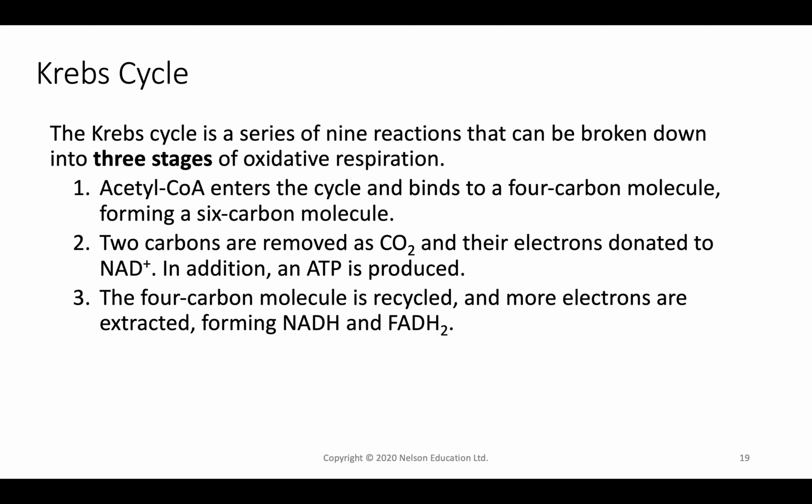All right, so let's go back to the Krebs cycle. So acetyl coenzyme A is the beginning of the Krebs cycle. It's going to enter the cycle and bind to a 4-carbon molecule, forming another 6-carbon molecule. So remember, we started with 2 because the 2 came from pyruvate, which was 3. We lost 1 to carbon dioxide. Now we had 2 left. Those 2 are going to bind to 4. That makes a 6-carbon molecule. You're starting to see something, right? We started with a 6-carbon molecule as well. 2 carbons are removed as carbon dioxide, and electrons are donated to NAD. And then ATP is produced, and then that 4-carbon molecule is recycled.